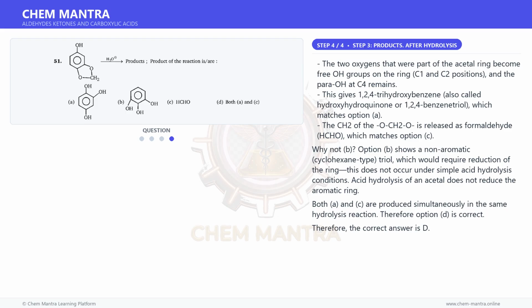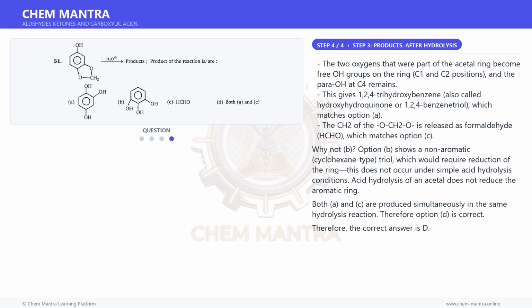This gives 1,2,4-trihydroxybenzene, also called hydroxyhydroquinone or 1,2,4-benzenetriol, which matches option A. The CH2 of the OCH2O is released as formaldehyde, HCHO, which matches option C.